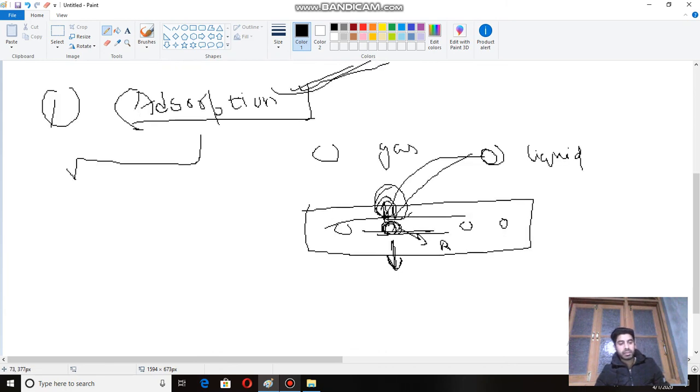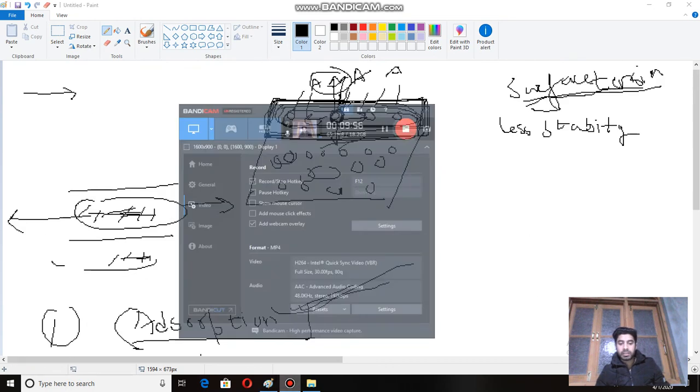And obviously this adsorption is of two types. One is physical adsorption and the second one is chemical adsorption. We'll talk a bit later on them. I hope it's clear to all of you.